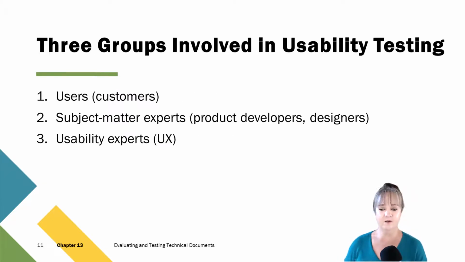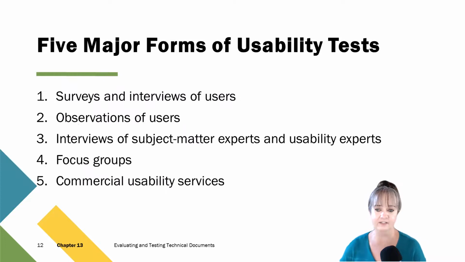So let's talk about UX a little bit. UX is usability testing, and there are three groups involved in UX. The first is the users. These are those potential customers. These are the people who you want to test your document to make sure the process works. And then you have SMEs, those are subject matter experts. This is you as the writer, it's the product developer, it's the designer, it's the marketing team. These folks are involved. And then there's usability experts, because there are folks who do this for a living and they know how to make it work. Blink UX, who I gave you a link to in Canvas, is an excellent example of it.